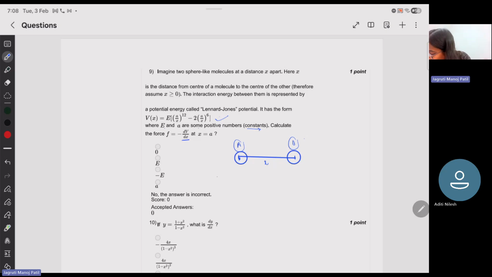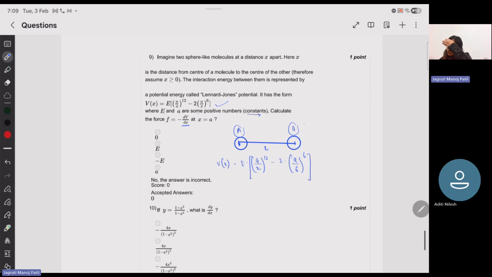Okay, so we have V of x as E. That's a positive number that they have told us, and it's not a function of anything, which means it's just a constant. Now you have a by x whole raised to 12 minus 2 times a by x whole raised to 6. Okay, now they told us to evaluate it at a. Oh, did I write it wrong? Oh yeah, this is x.